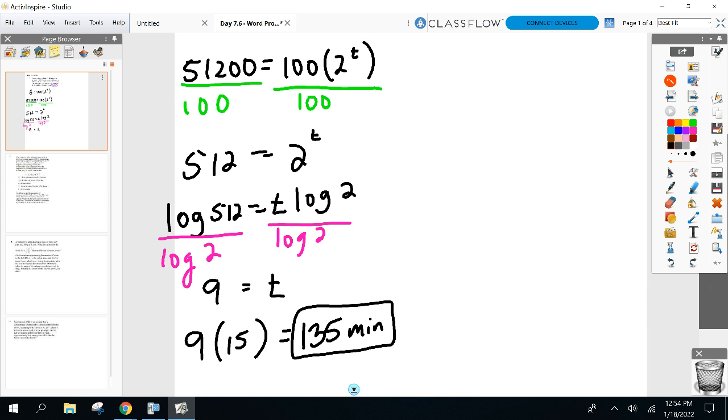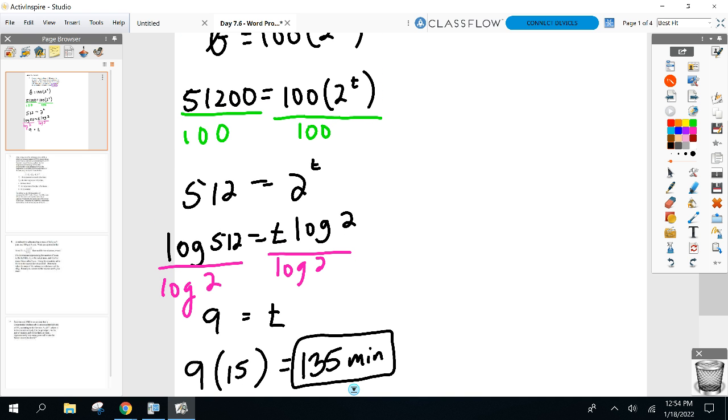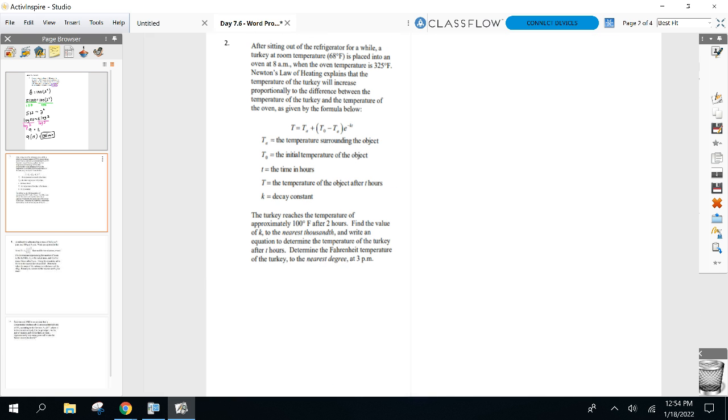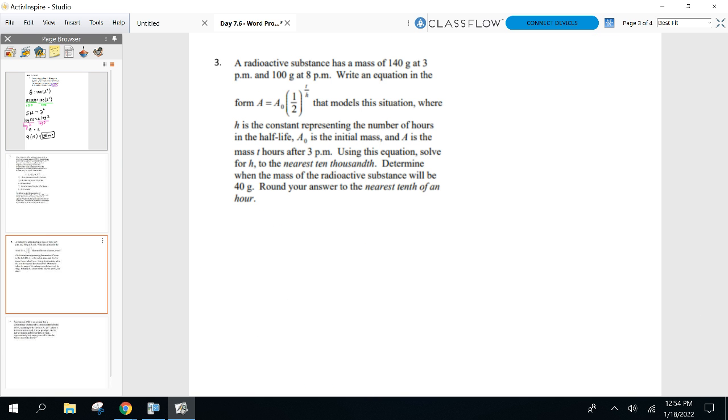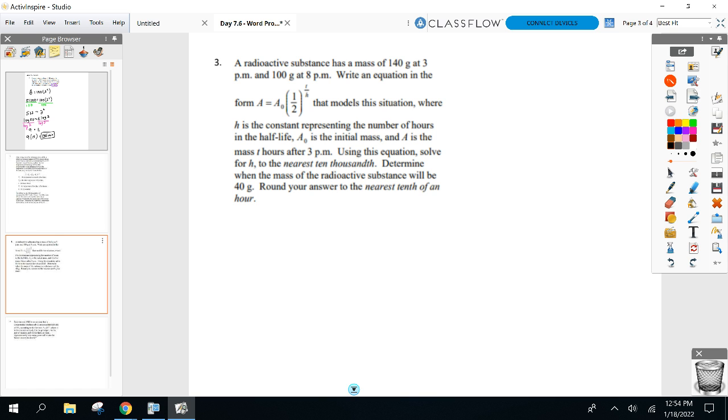But again, most of these word problems are going to be done using log, solving for the exponent. Questions from you guys on this one? All right, number 2 is way beyond what we need to do. I'm not even too sure why I put it in there. We're going to go to number 3. Number 3 is still pretty beefy, don't get me wrong.